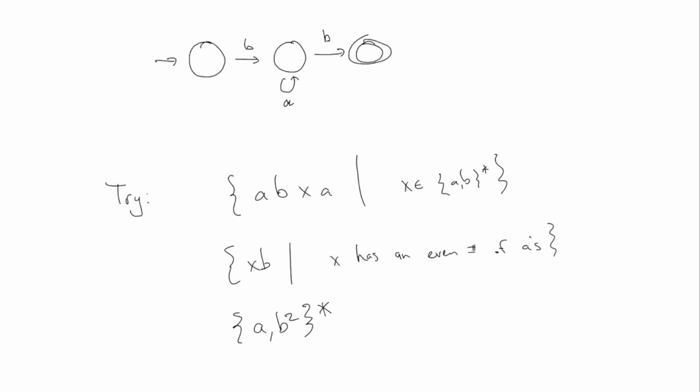How's it going? Alright. You okay? This is any string you can make out of A's and B squareds. And this would include the empty string. So I would say the first starting state should be accepted.